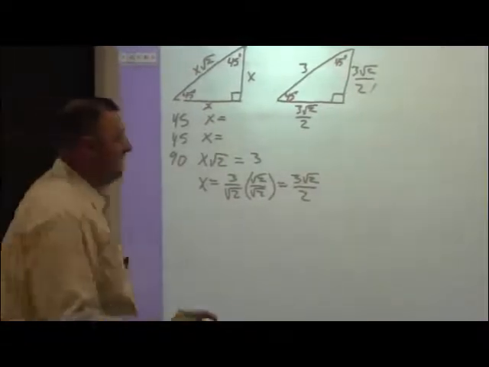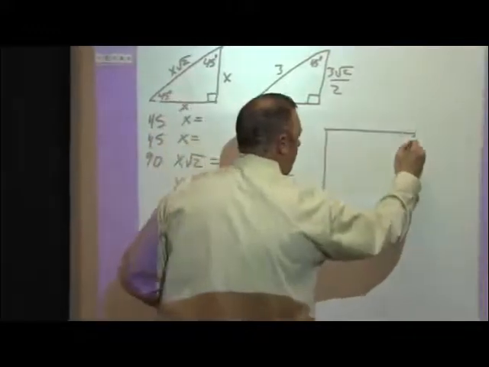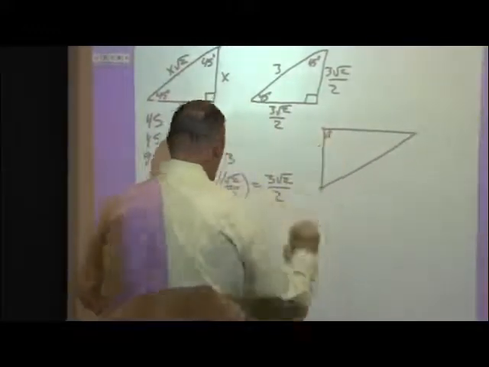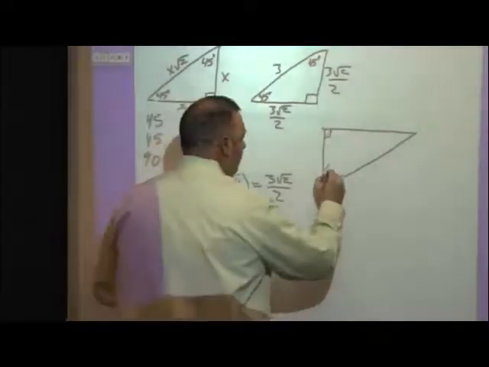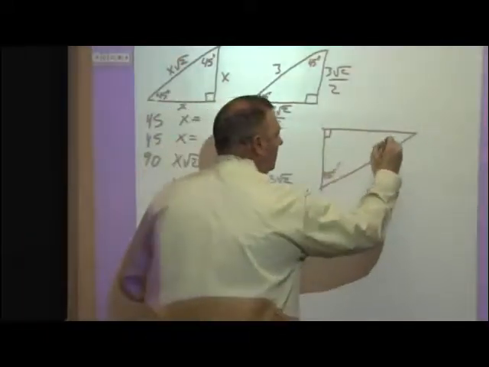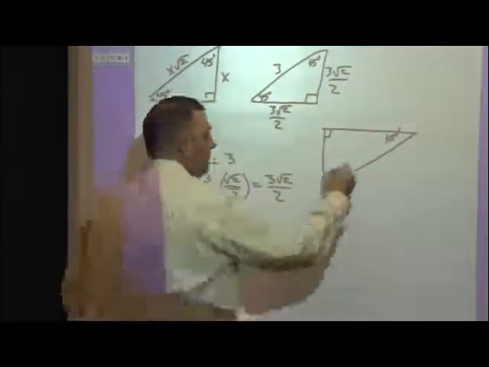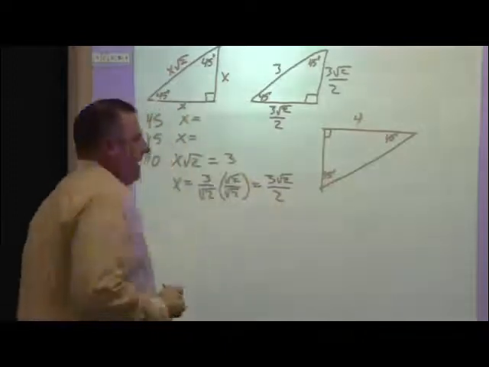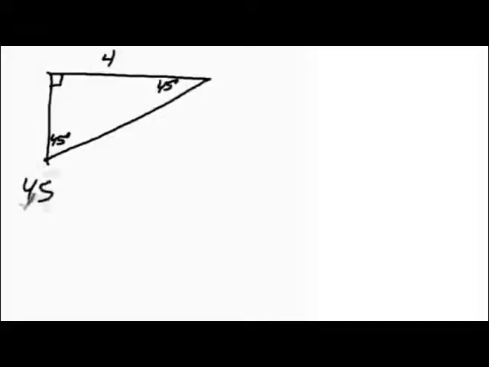We're done with the 45, 45s. Let me draw it a little different. Let me draw it kind of like upside down from what I've been drawing. And let me give you the side opposite of 45. This is the only two possible situations you could be given. So say you're given that side opposite of this 45, this 4. So if you want, you can write your 45, 45, 90, x, x, x radical 2. And they're giving you the side opposite of 45.